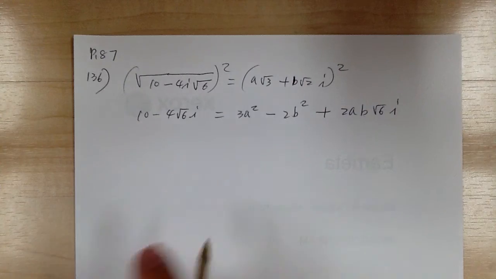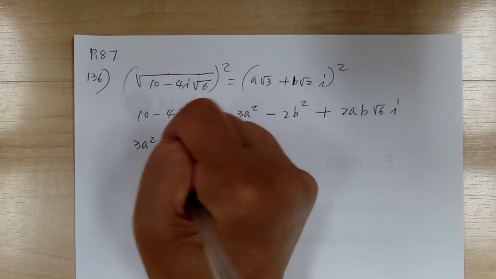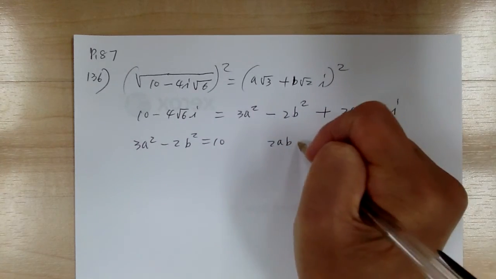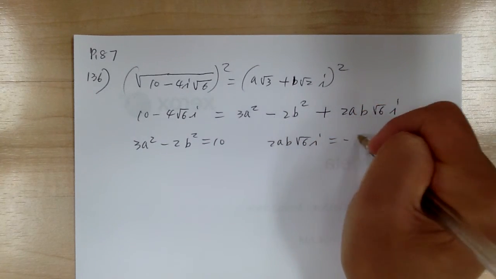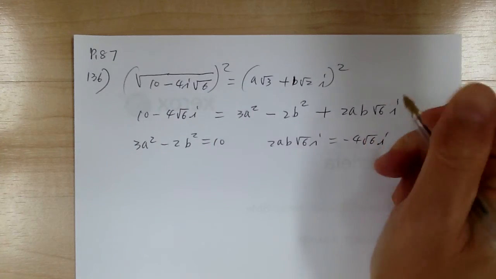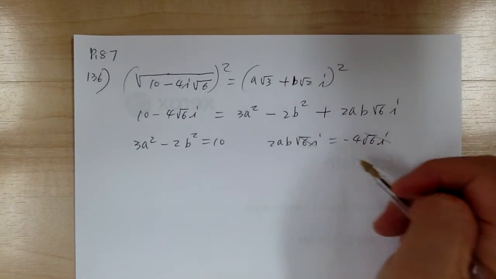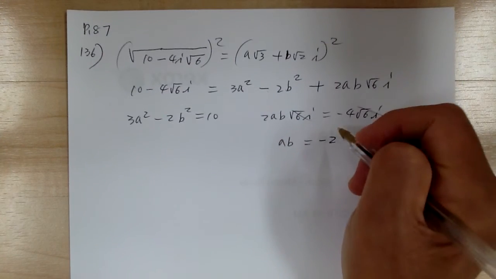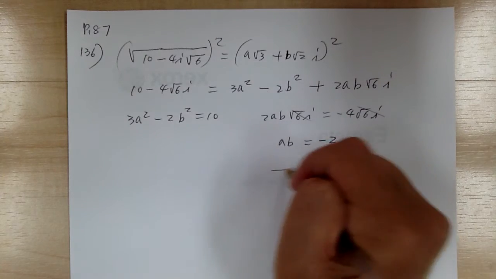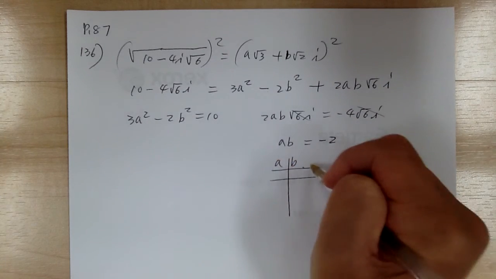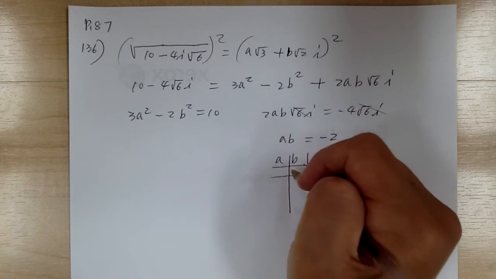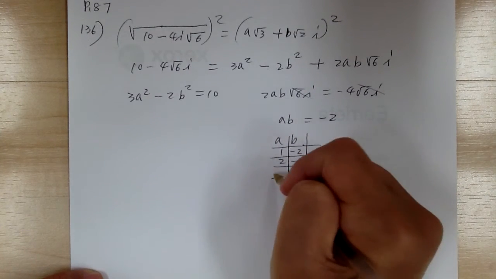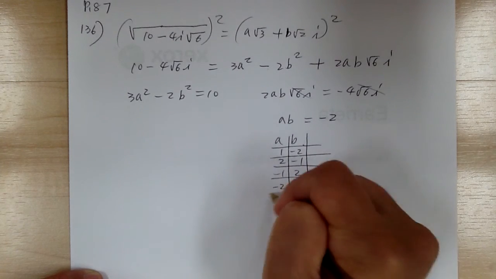Now all you have to do is matching. So you got 3a squared minus 2b squared equal to 10. And you got 2ab square root of 6i equal to negative 4 square root of 6i. So the square root of 6i cancels out, and divide by 2. So ab equal to negative 2. Now again, make a table. So a, b, and you can try 1, negative 2, 2, negative 1, and you can have negative 1, 2, negative 2, 1.